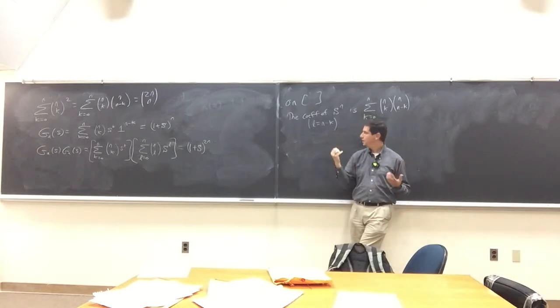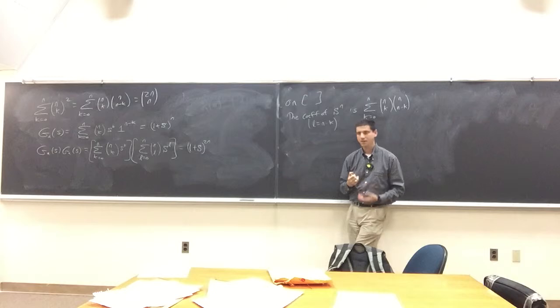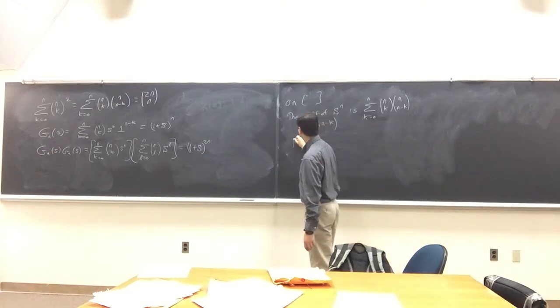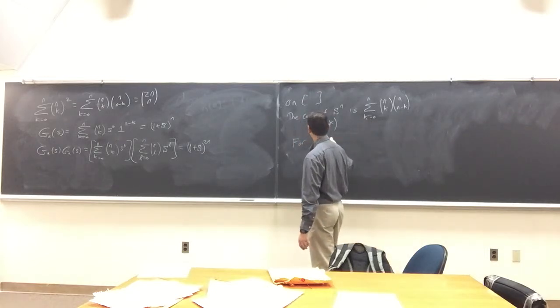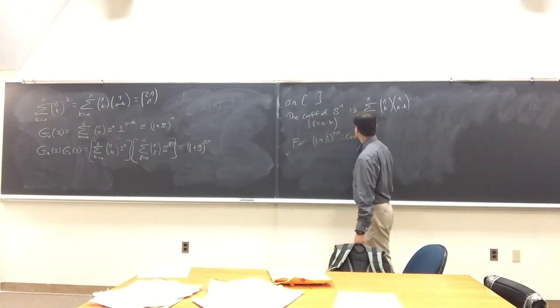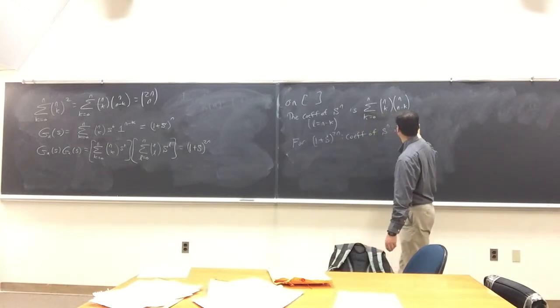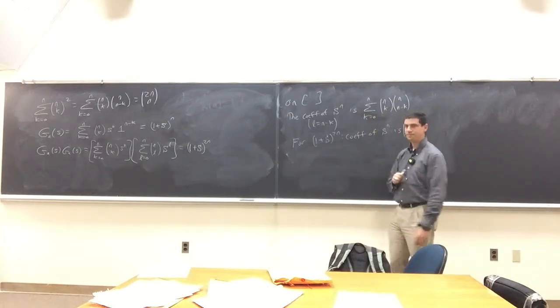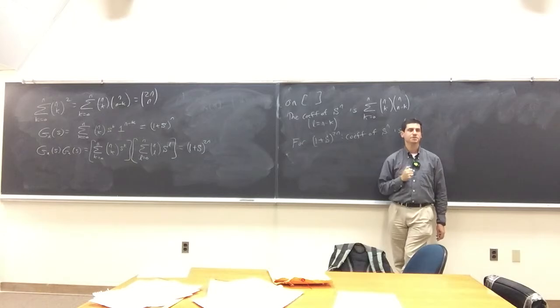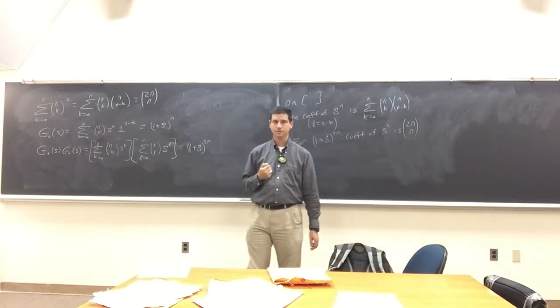So that's what the s to the n coefficient is going to be. Now, if I look at 1 plus s to the 2n, the coefficient of s to the n is going to just be 2n choose n. And so they must be the same. So this is another way to prove results like this through generating functions.